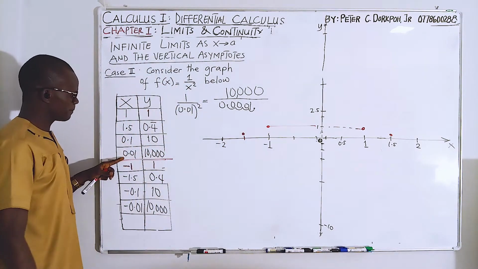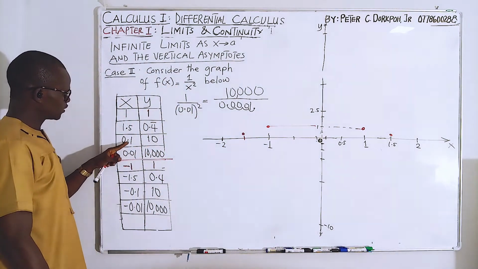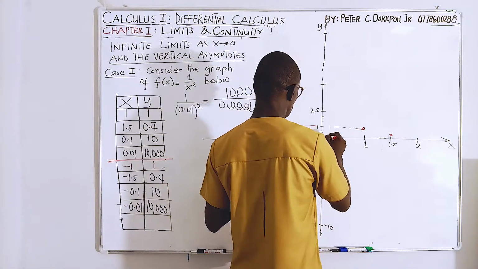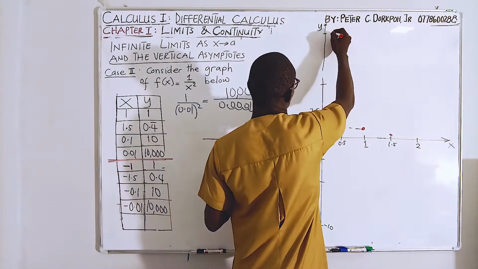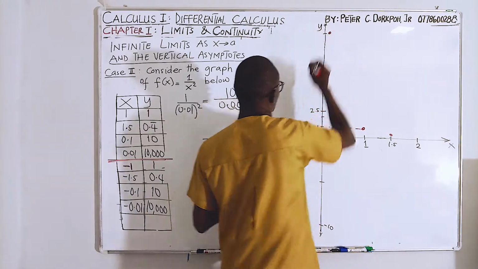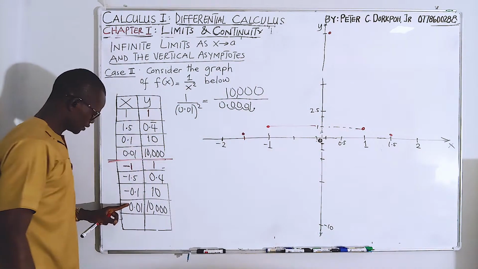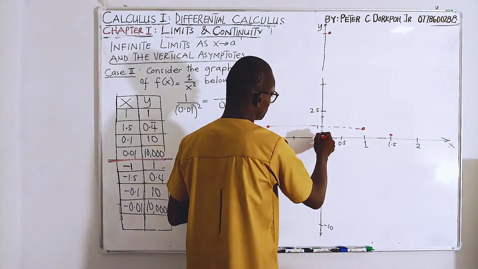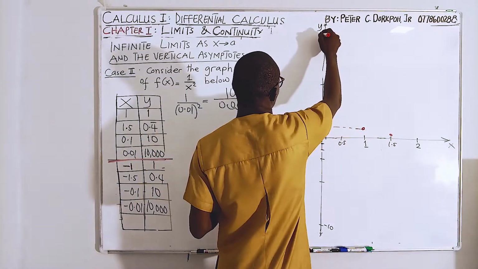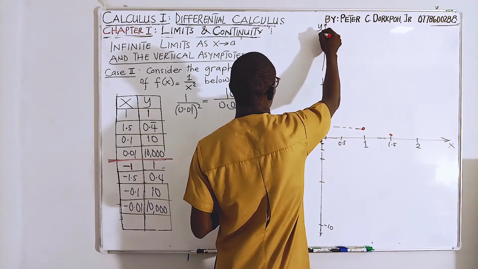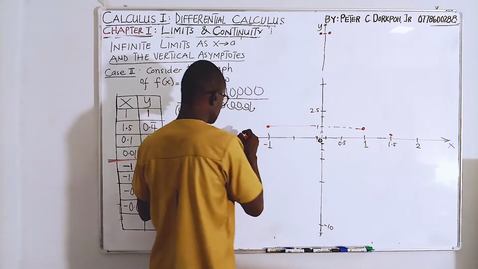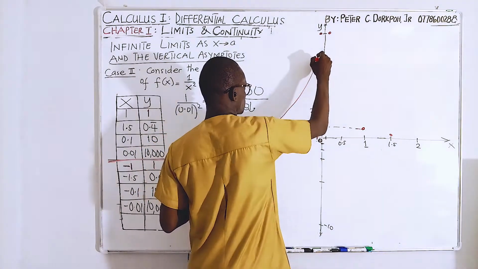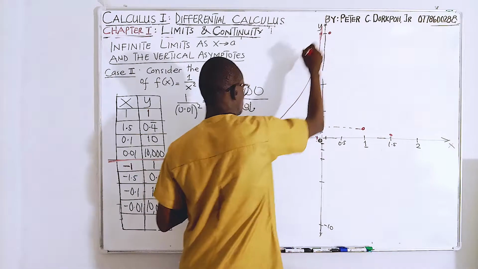When x is 0.1, y is 10. So when x is 0.1, 0.1 is here, y is 10, around here. When x is negative 0.1, y is positive 10 around here also. So you will not say that this thing just goes like this. If you connect them, it's something like this.